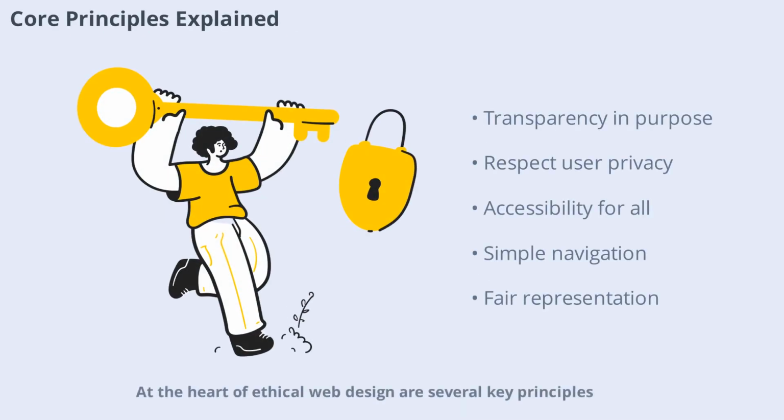The heart of ethical web design is several key principles. Transparency means being honest about your website's purpose, how data is collected, and what features are offered. Privacy and data protection require that you only collect what's truly necessary and always respect user information. Accessibility ensures everyone, including people with disabilities, can use your site.